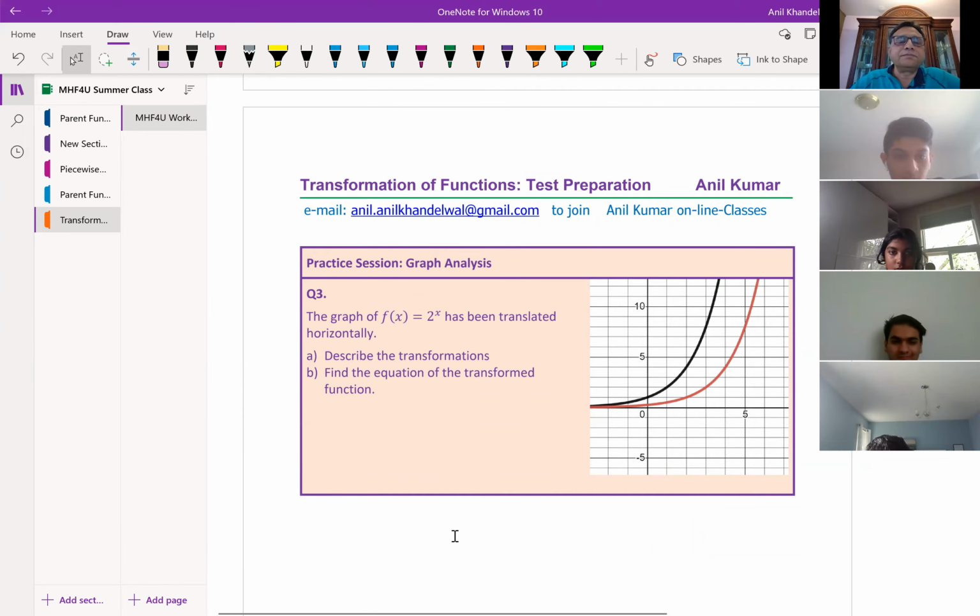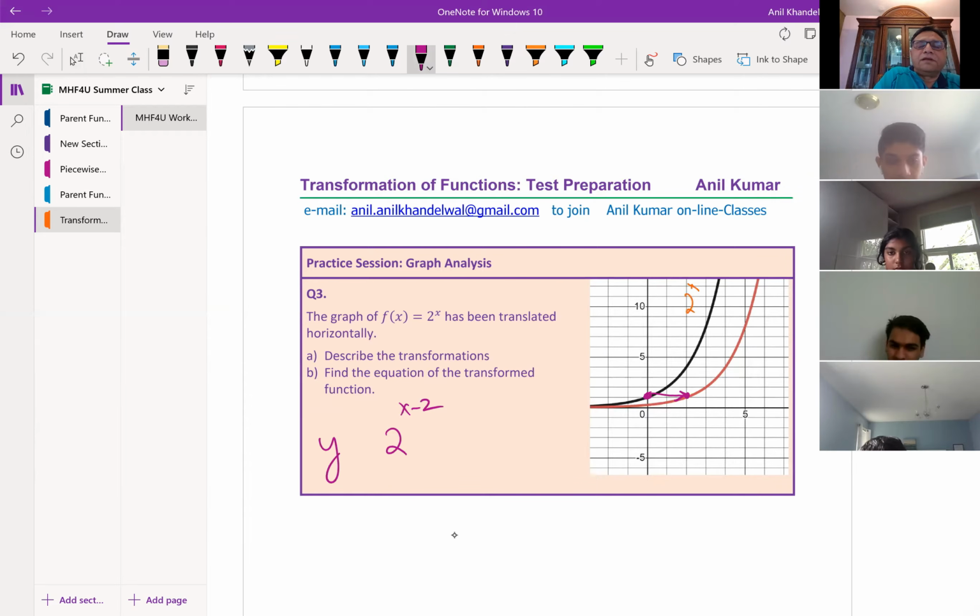Yes, sir. The graph of f of x equals 2 to the power of x has been translated horizontally. Describe the transformations and find the equation of the transformed function. Tell me what is the transformation and what is the equation of the transformed function? Sir, it looks like the original function has been shifted to the right. Yes. And it looks like 2 units to the right. Correct. So the equation will be? 2 to the power of x minus 2 in the exponent.